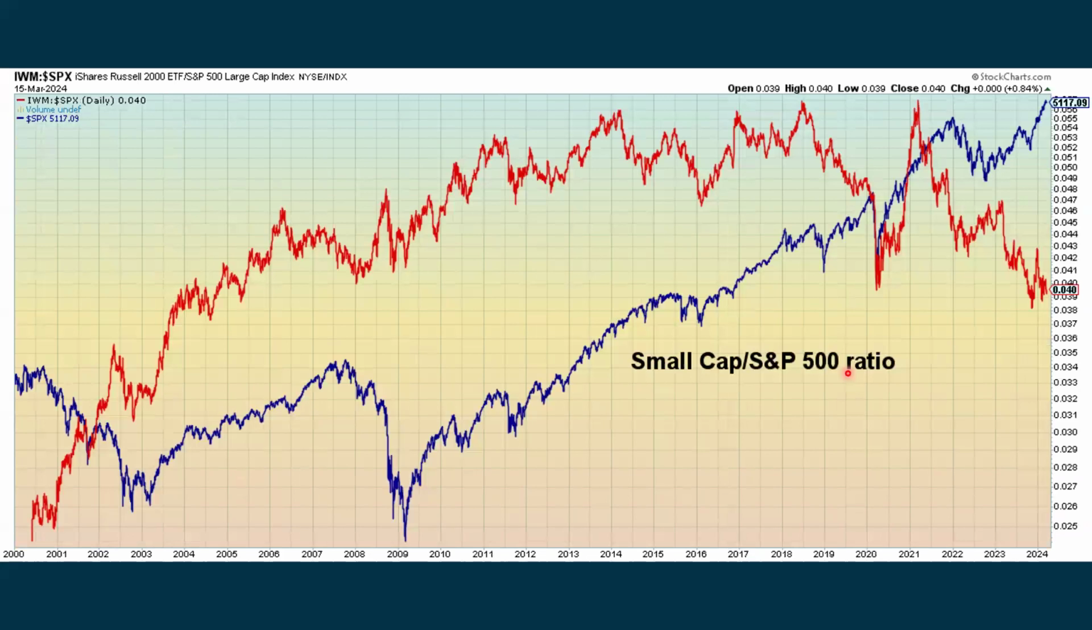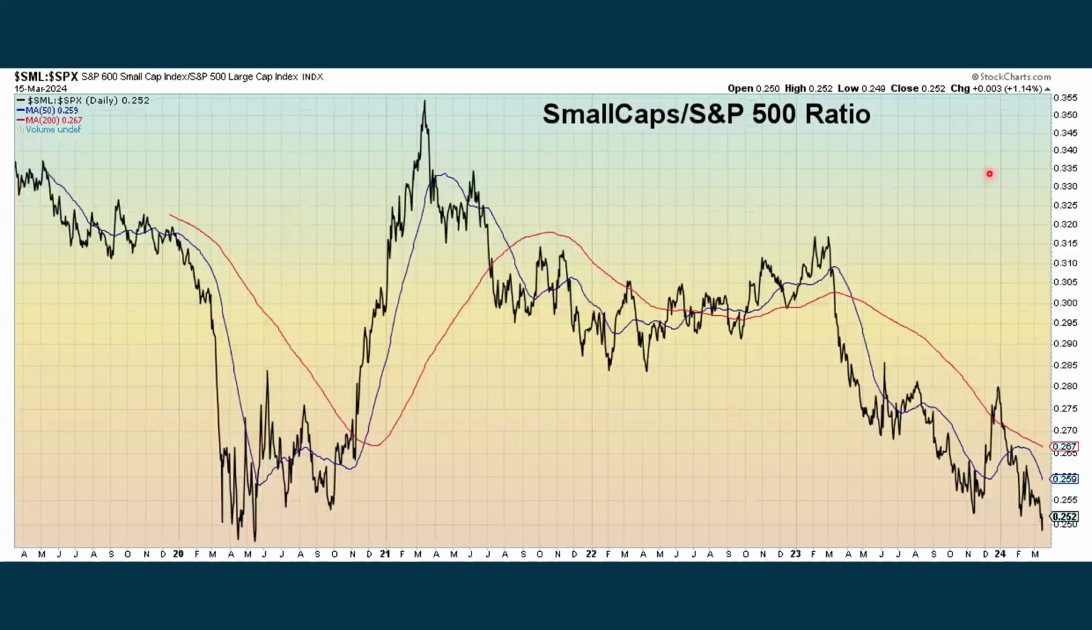Then small caps, which has been a real area of disappointment for a lot of folks. The red line is the small caps to S&P 500 ratio. When this is going down, that means the small caps are underperforming the S&P. The blue line here is the S&P itself, just to give us a little bit of context.